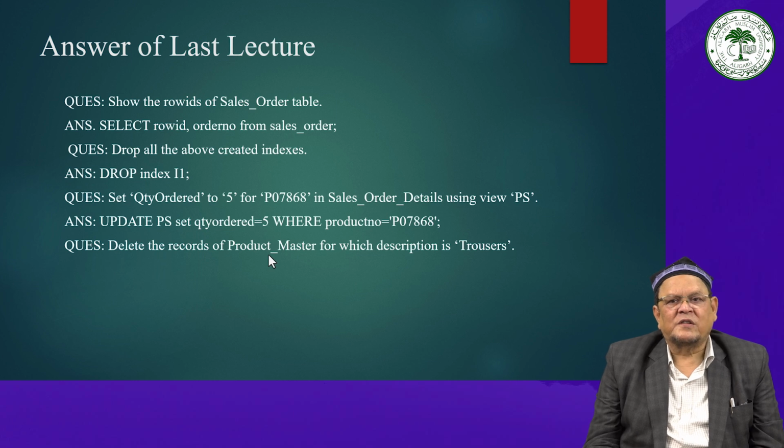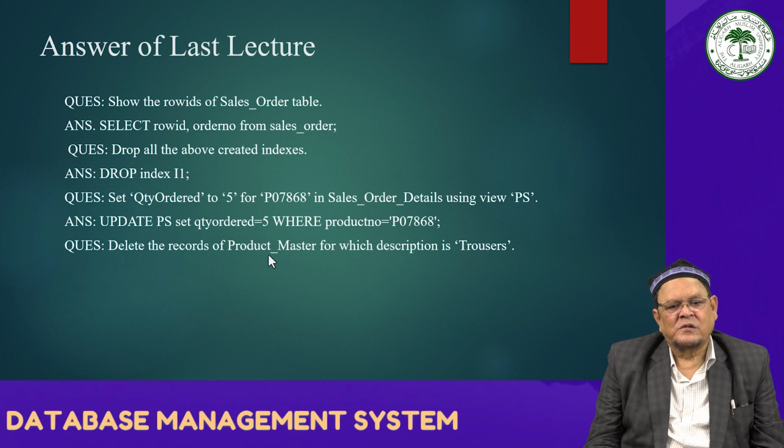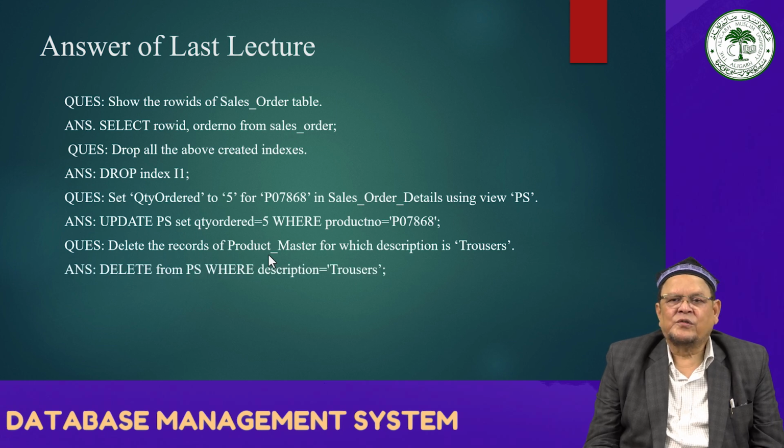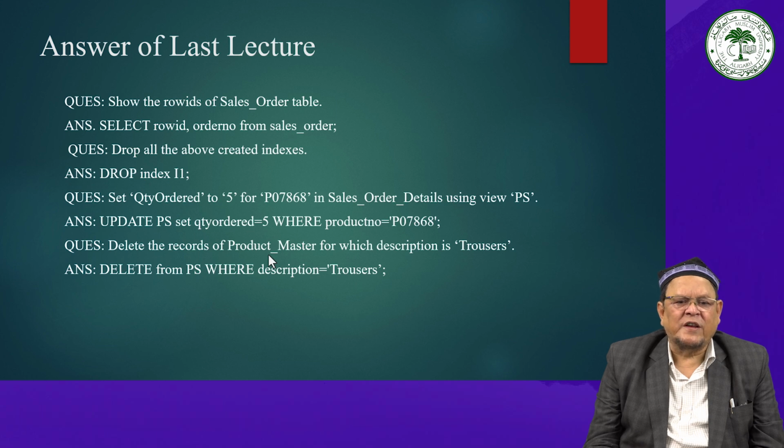The next question was, delete the record of product number. Next question was, delete the records of product master for which description is trouser. So the query you have to type on your screen is: delete from PS where description is equal to trouser.